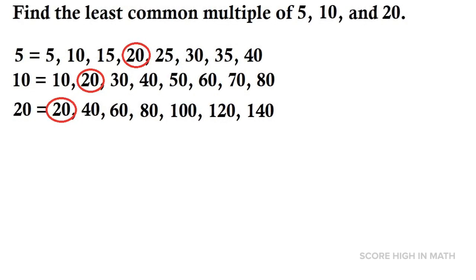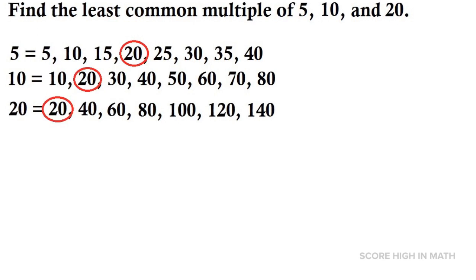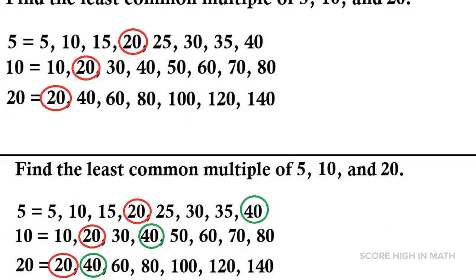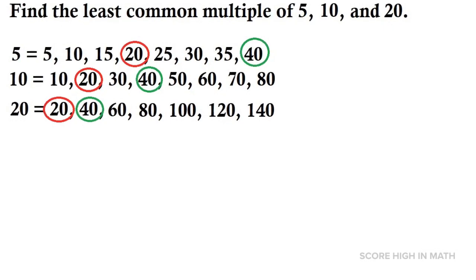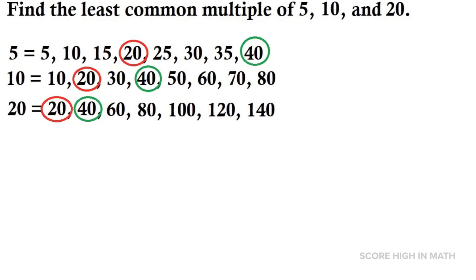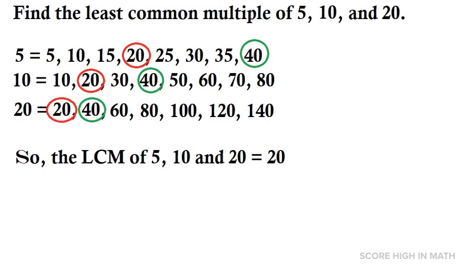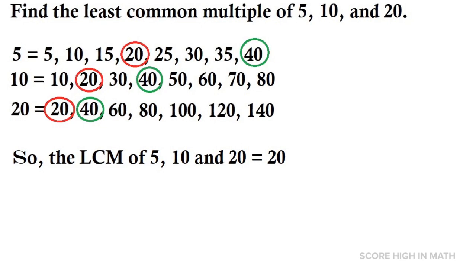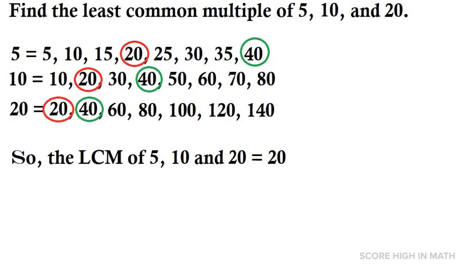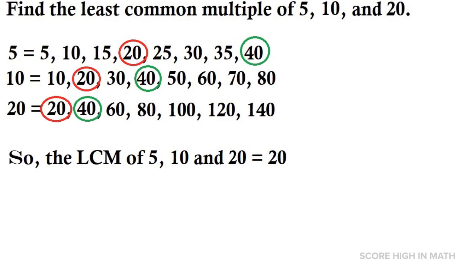Now let us find out the common multiples of 5, 10, and 20. As you can see, I encircled 20. There's also another common multiple which is 40. I encircled it with color green. But remember guys, we are going to look for the least common multiple, the smallest common multiple of the 3 numbers. So, our answer for the LCM is 20.